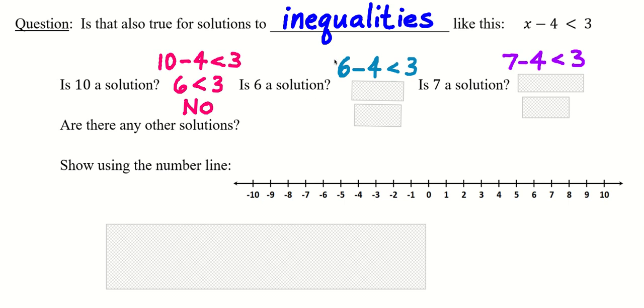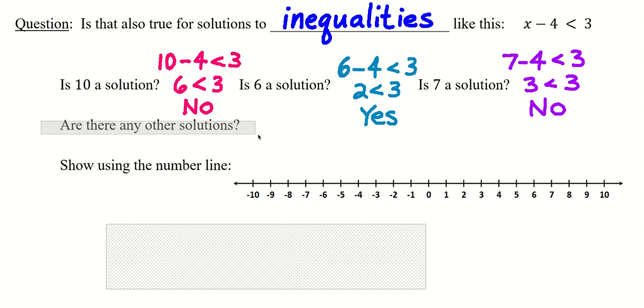Is 6 a solution? Meaning, is that true? Is 6 minus 4 less than 3? Well, yeah. So 6 is a solution. Is 7 a solution? If you do 7 minus 4, is that going to be less than 3? In other words, is 3 less than 3? Well, no. 3 is not less than 3. 3 is equal to 3. So, moving on. We know 6 is a solution. Are there any others?